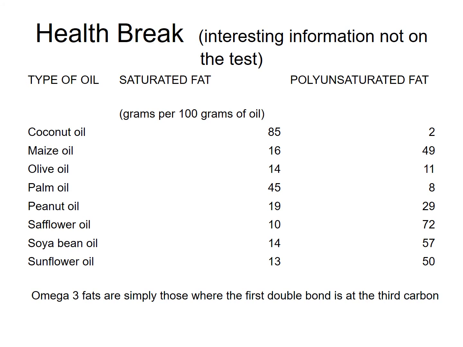You may have heard of omega-3 fats. Omega-3 fats are simply fats where the first double bond in the chain of carbons is at the third carbon, and these tend to be long chains, 20 carbons long or something like that. Those are the omega-3 fats that you see on infomercials and touted as very healthy fats.